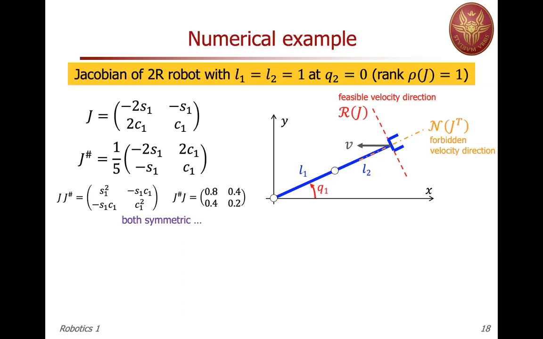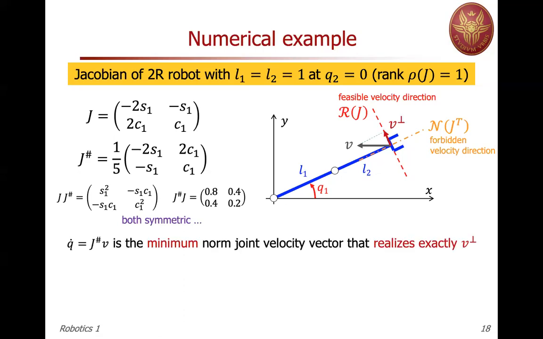Now suppose that I have assigned a desired velocity in that direction. Can I realize this or not? One says, well, it's not in the range, I cannot realize. Correct. But in fact, I can realize a part of this. What? The orthogonal projection on the range space by using the pseudo-inverse. Okay, so if my command would be vperp, so in the range, then q dot, J pseudo-inverse of whatever velocity in that direction, would be executed exactly.